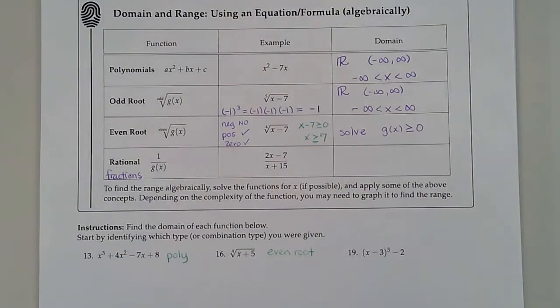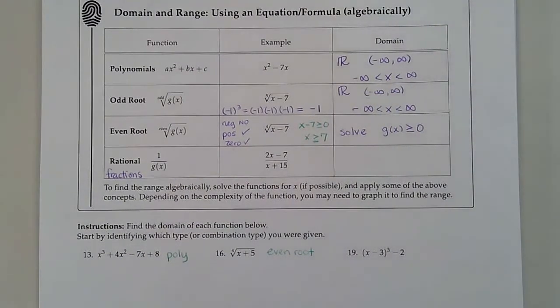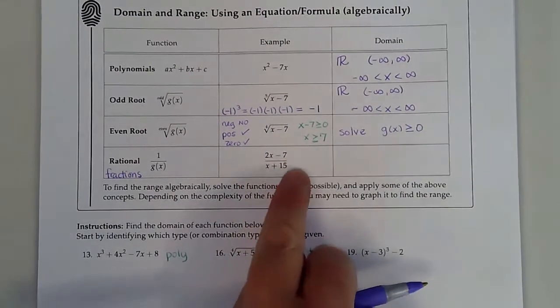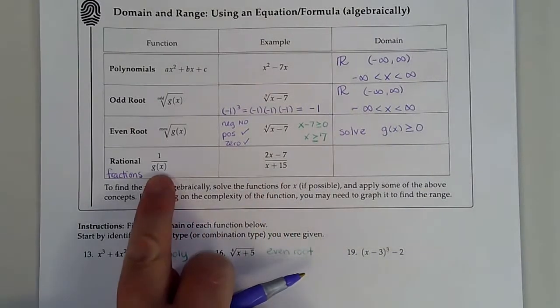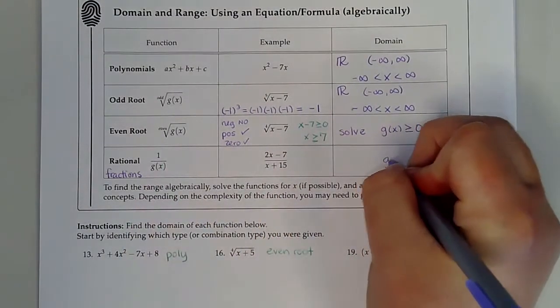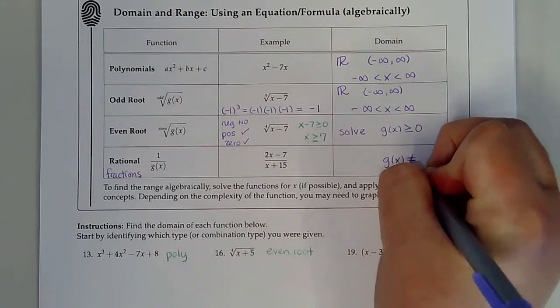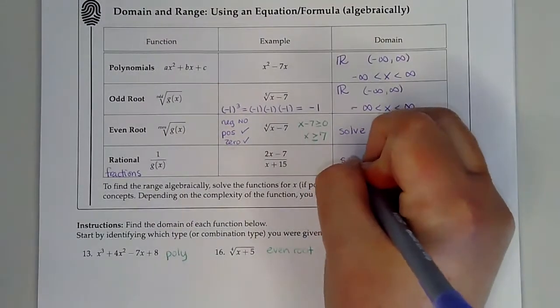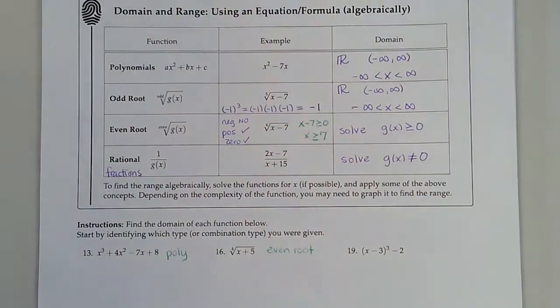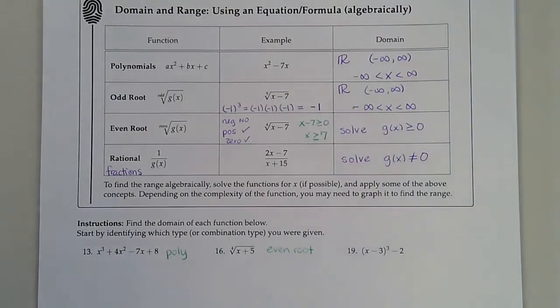Right, and then rational functions. So the thing with fractions is that we can't divide by 0. So we want to avoid ending up with a 0 in the denominator here. The way that we'll do that is we'll say g of x cannot equal 0. So we can put any number in other than whatever makes that 0. And so to find the domain, we'll solve g of x not equal to 0.